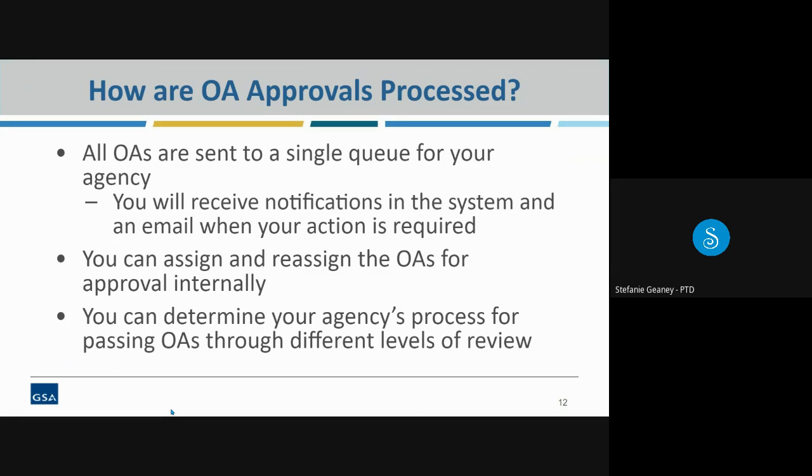The OASIS OA approval process is flexible to accommodate different agency approaches to OA review and approval. OAs from all GSA regions will be sent to a single customer agency queue. Ordering officials will receive notifications when an OA approval is needed. Within OASIS, you can assign an OA to yourself and then assign it to other ordering officials as a way to coordinate different levels of review. Agencies should consider their internal process for reviewing and approving OAs in OASIS.